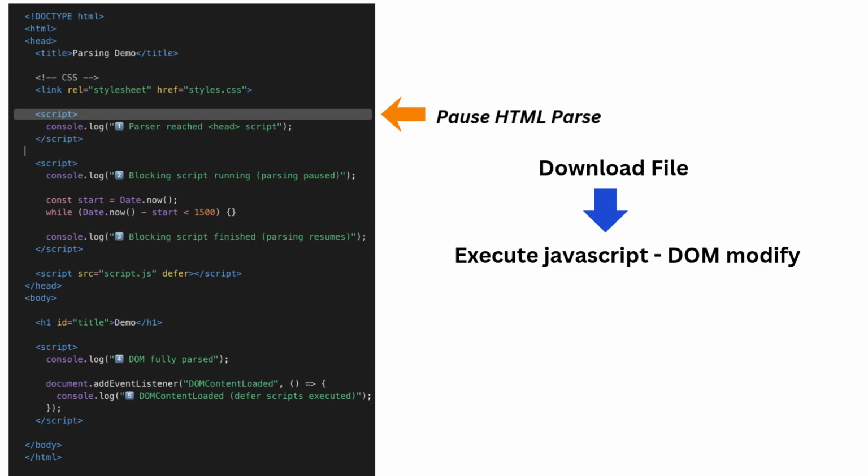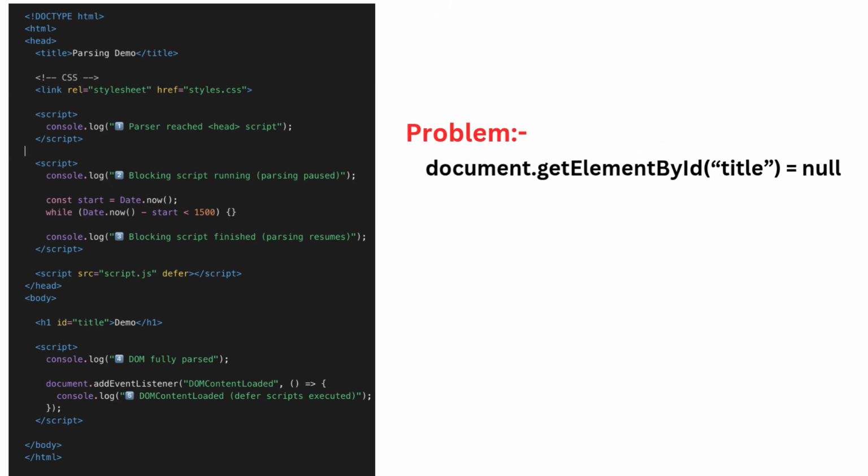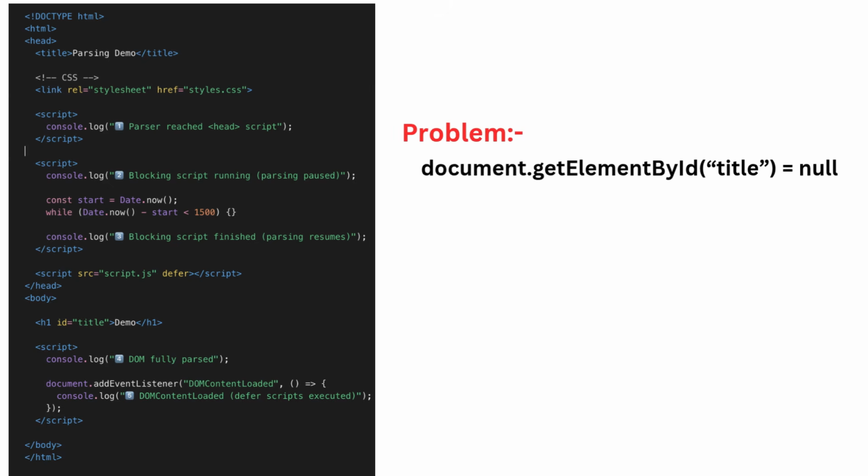And here's a key detail. JavaScript runs exactly at the point it appears in the HTML. So it can only access elements that have already been parsed. If the script tries to access something that appears later in the HTML, it won't exist yet.